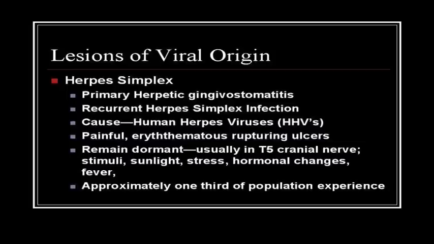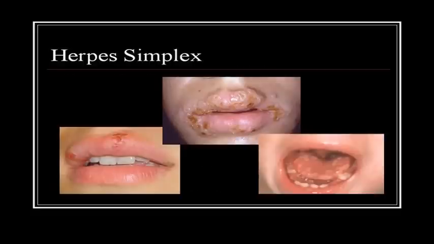Lesions of viral origin are going to become increasingly important to us because of the rise of HIV/AIDS, which I'll discuss at a later point. The first lesion we'll start with is herpes simplex, seen in about 1/3 of the adult population. Primary herpetic gingivostomatitis is the condition where the client is first inoculated and has their first oral outbreak. Recurrent herpes simplex infections are the lesions that plague us through our adult life and often present on the lip.